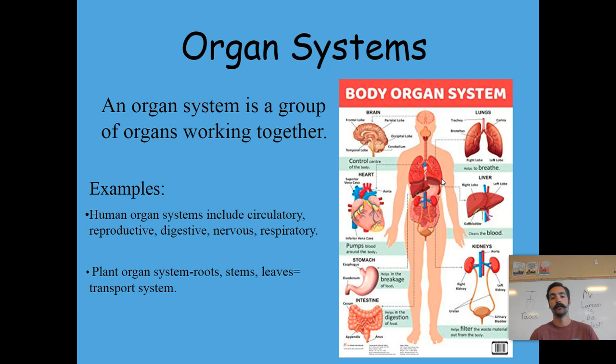Organ systems. These are a group of organs that work together for a specific job. So let's say you have your digestive system. Your digestive system is basically your esophagus, your stomach. Your stomach goes to your intestines, goes down to your bladder, and then your bladder to your rectum, and out. That is one example of an organ system.